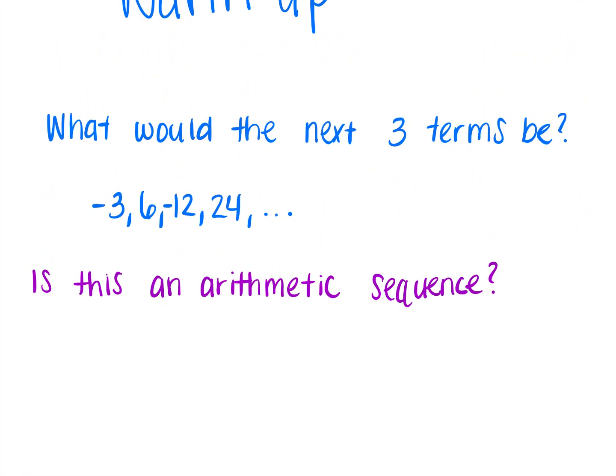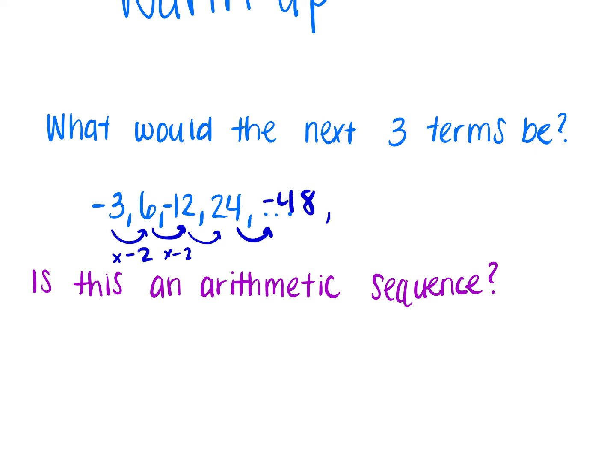First question says, what would the next three terms be? It goes -3, then to 6. Well, what's the pattern? Let's look at that first. Times -2. And then if I times -2 again, that would be -12. Times -2 again, 24. So Skylar, what would be next? What's the next number?